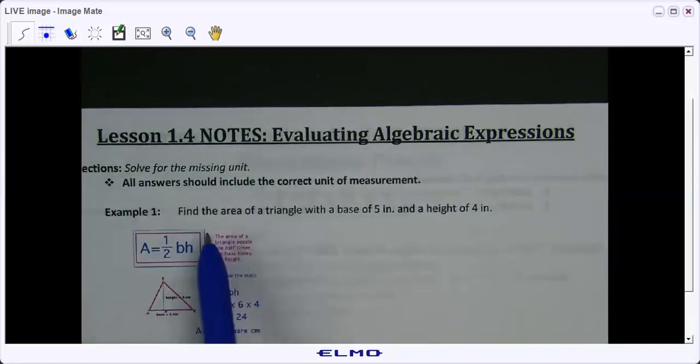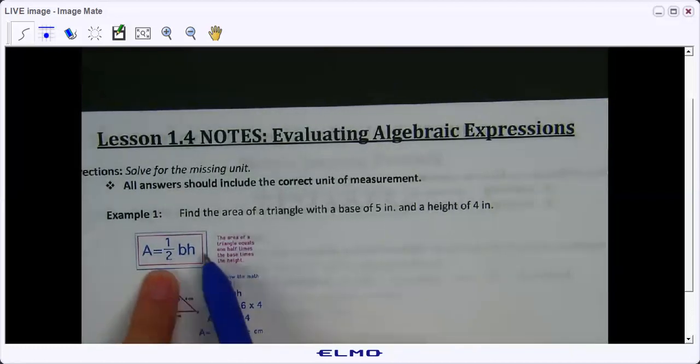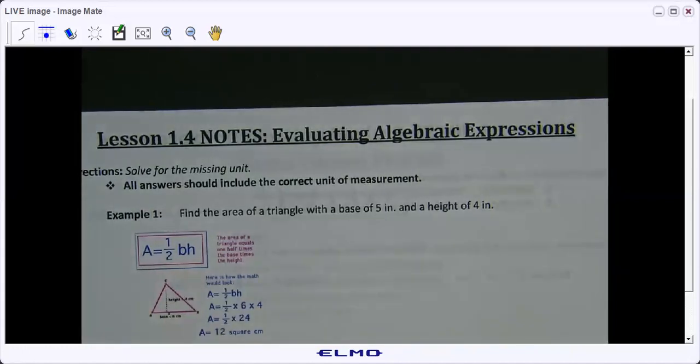So example 1 says, find the area of a triangle that has a base of 5 inches and a height of 4 inches. And I give you the area of a triangle. The area of a triangle is half base times height. Another way to write the area of a triangle that I prefer is area equals base times height divided by 2. And so that's how I always write it. But if you prefer to write it this way, you can.